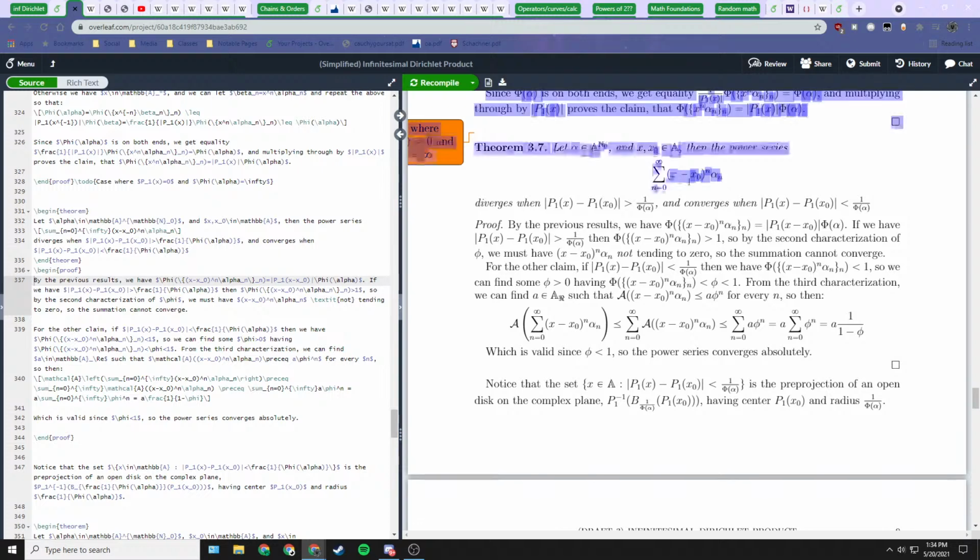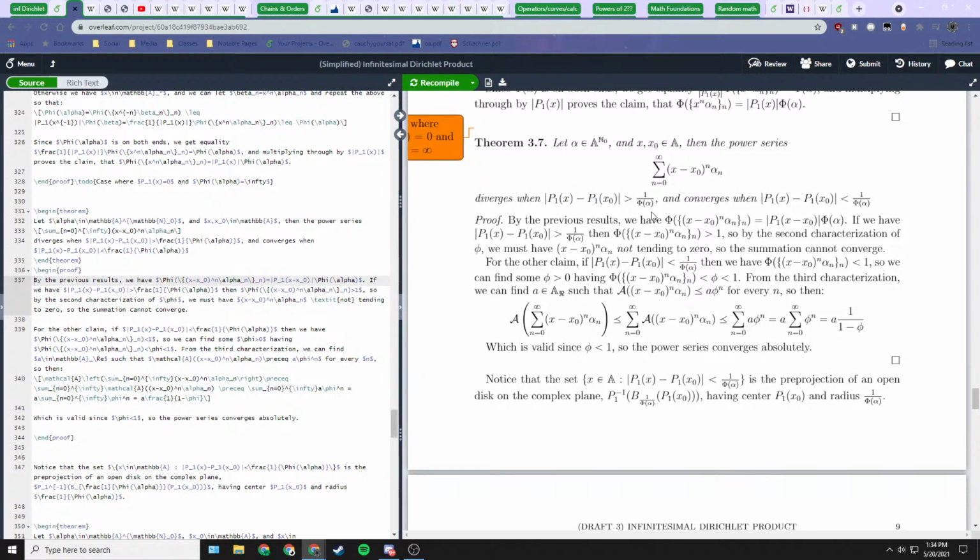But the power series is just the sum of these terms. If they don't tend to 0, then the sum can't converge. There's no way that'll work. So that's the first part. That's the divergence claim: if we have this inequality here, then it'll diverge.